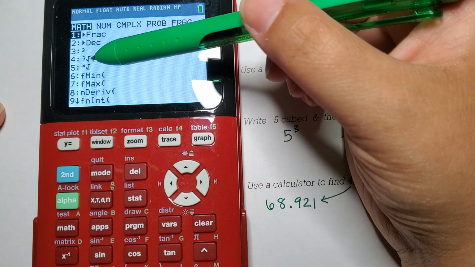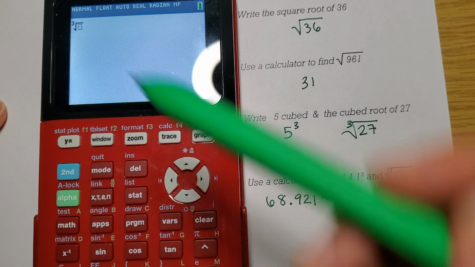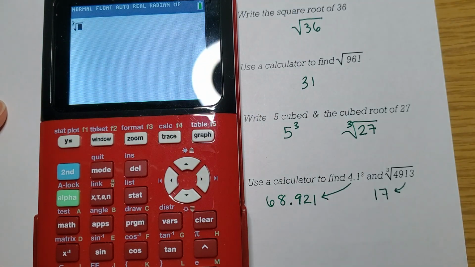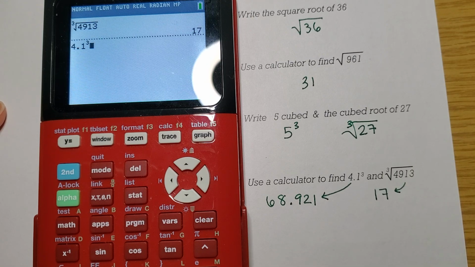So for the cubed root, for example, I would then type in 4, or I could scroll down to 4, and it's going to put that cubed root box there for me. 4913, and hit enter, and it gives us 17. If I want to find 4.1 cubed, I can go to math, and this time I'm going to choose option 3 because that's the cubing. Now it put the exponent of 3 there, so if I hit enter, we get our 68.921.